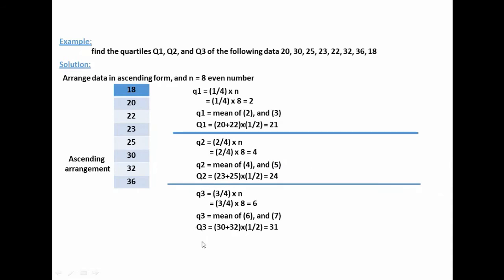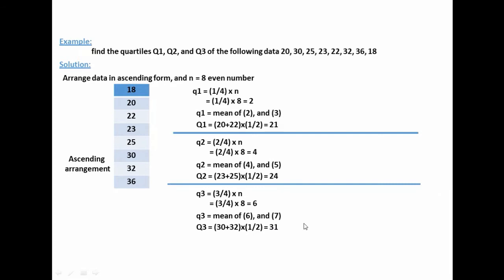Similarly, for quartile number 3, first of all, the position is 3 by 4 multiplied by n. So this is equal to 6. And 6 means the mean of the 6th term and the 7th term. The 6th term is 30 and the 7th term is 32, divided by 2. So the Q3 value is 31.